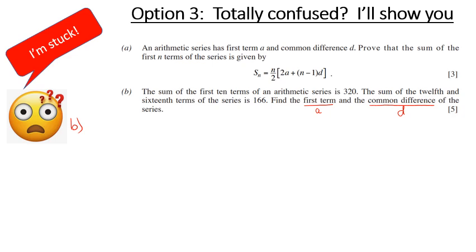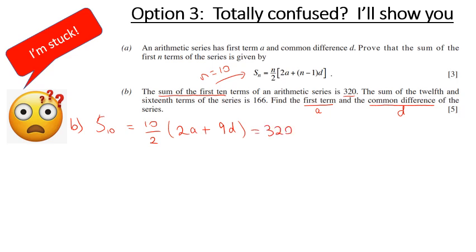So the first clue that they give us is that the sum of the first 10 terms is 320. So what they're giving us here is S10. I can actually use the formula that we proved in part A, but instead of calling it Sn, I can call it S10. So I'm going to use that formula, but I'm going to put the n as 10. So that will become 10 over 2 times 2a plus, and if I put that n as a 10, 10 take away 1 is 9, so I'll have 9d. And I'm told in the question that that equals 320.